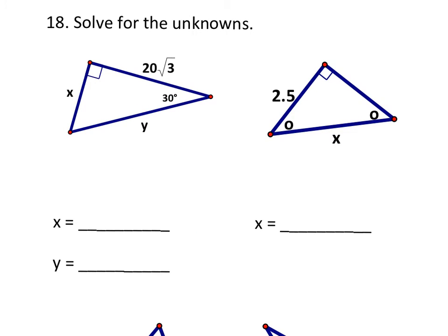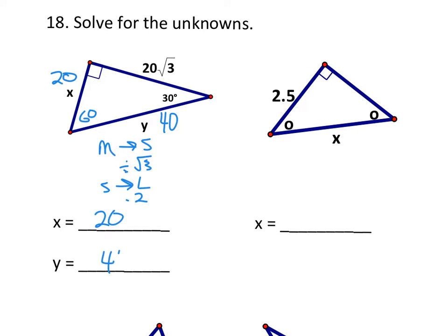These problems are our 30, 60, 90 degree triangles. Okay, so doing 18, the first problems. So here's our 30, 60, 90. It looks like we have the medium and we want to find the short. So medium to short, we're going to be dividing by the square root of 3. So doing that, 20 radical 3 divided by radical 3 is going to be 20. Once I get that 20, then the long, so going from short to long, I'm going to be multiplying by 2. So 20 times 2 is 40. So I have that x is 20 and y is 40.